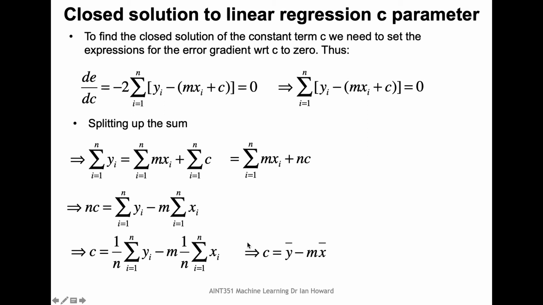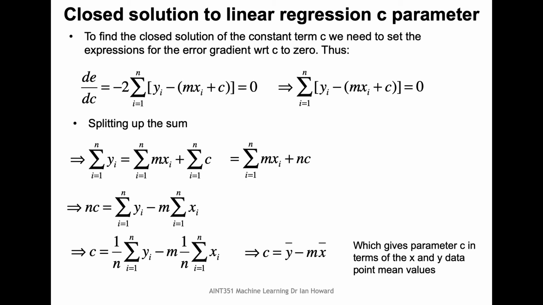Now we notice that this 1 over n, the sum across all data points of yi, is simply the sample mean of y, right? It's the sample mean of the y values, so we can write that as y hat if we wish. And this 1 over n, the sum across all xi's, is just the sample mean of x. So we end up with a simple expression: c equals the sample mean of the y points, take away m times the sample mean of the x points. That gives us a way of calculating c.